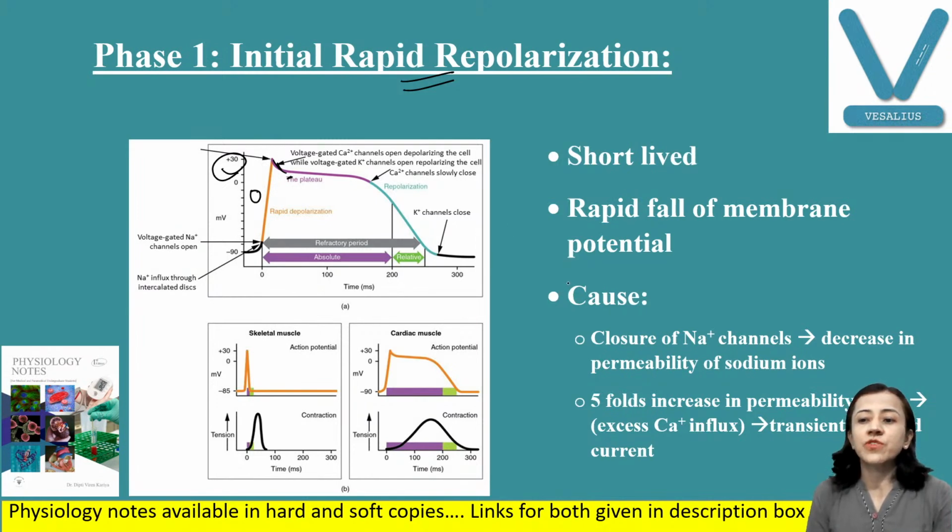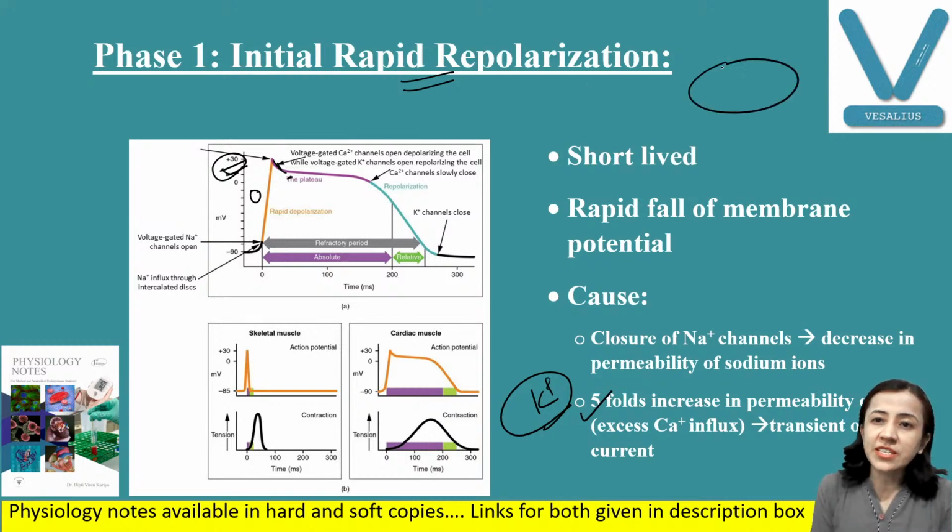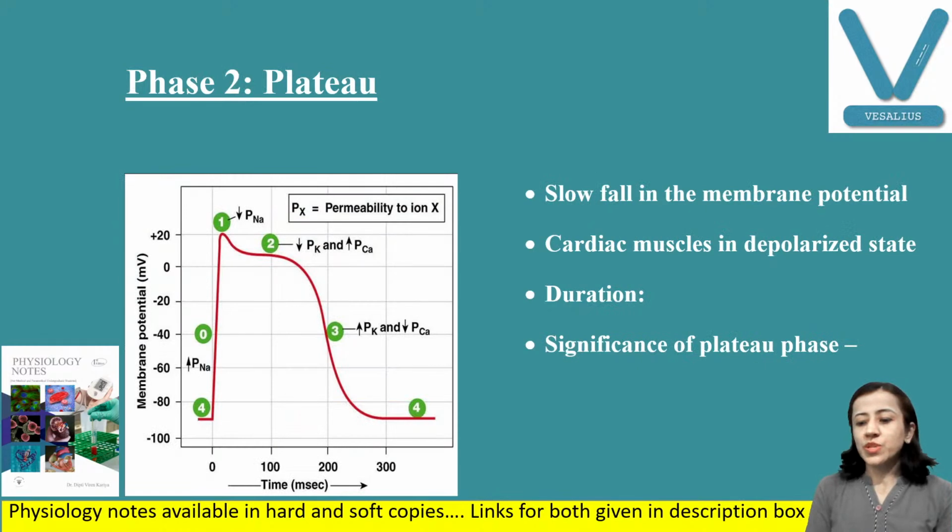What is the cause of rapid repolarization? That is because of closure of sodium channels. Now sodium channels, they get closed when the potential reaches plus 30. And second thing is, potassium channels start to open. Opening of potassium channels increases permeability 5 folds, and because of opening of potassium channels, there is outflow of potassium because it is an intracellular cation. So when potassium channels open, potassium ions move out along the gradient, and when potassium ions move out, potential falls.